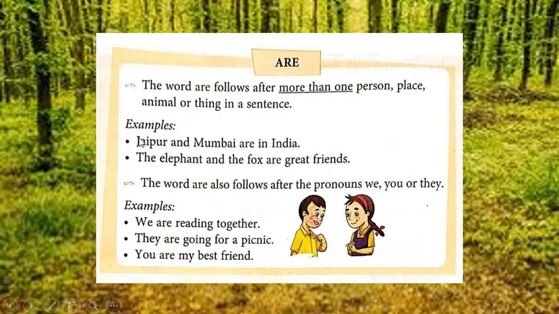Okay? So, the word "are" follows after more than one person, place, animal or thing in a sentence. Jaipur and Mumbai are in India. So, two places. Elephant and fox are great friends. Okay, children?